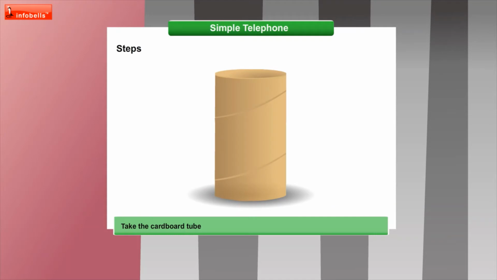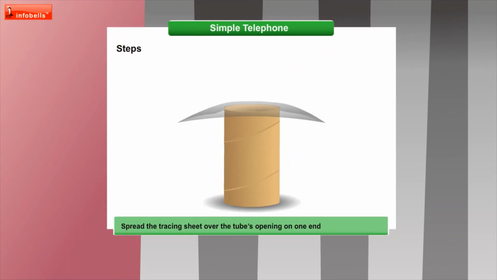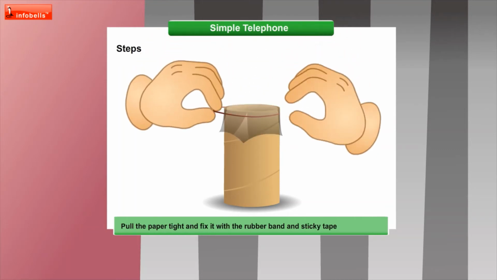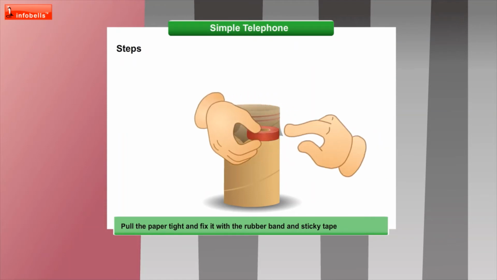We will take the cardboard tube, spread the tracing sheet over the tube's opening on one end, pull the paper tight and fix it with a rubber band and sticky tape.